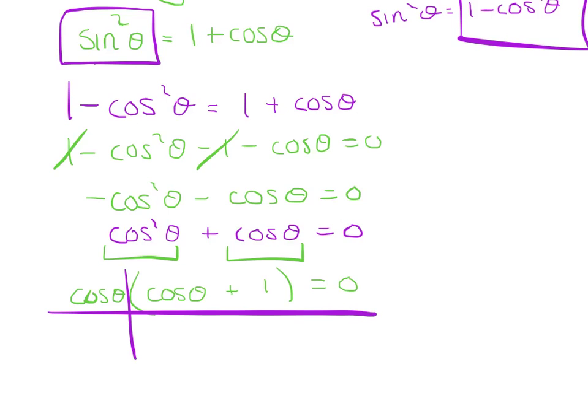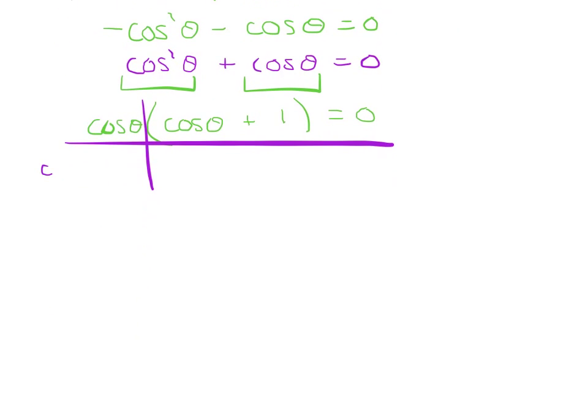All right, so now I'm just setting each term equal to 0. So I've got cos theta equals 0. And here I've got cos theta plus 1 equals 0. Now, 0, 1 and negative 1 all come from the trig graph itself. How many times does the cosine curve hit 0? Well, it looks like you should have 2 answers. What are those tick marks? Well, that was my pi over 2 and 3 pi over 2.